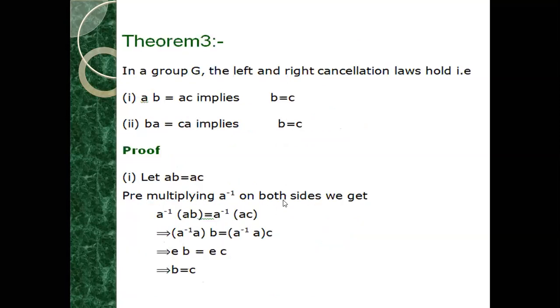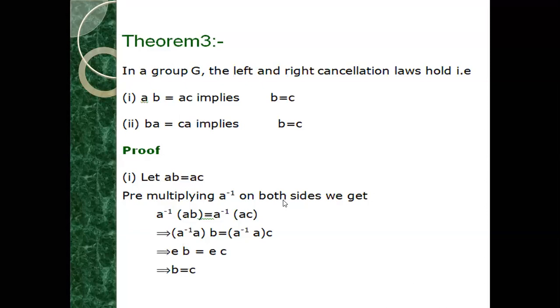Next, third one. In a group G, the left and right cancellation laws hold good. That is, what are the left cancellation law and right cancellation law? AB is equal to AC implies B is equal to C. BA is equal to CA implies B is equal to C.